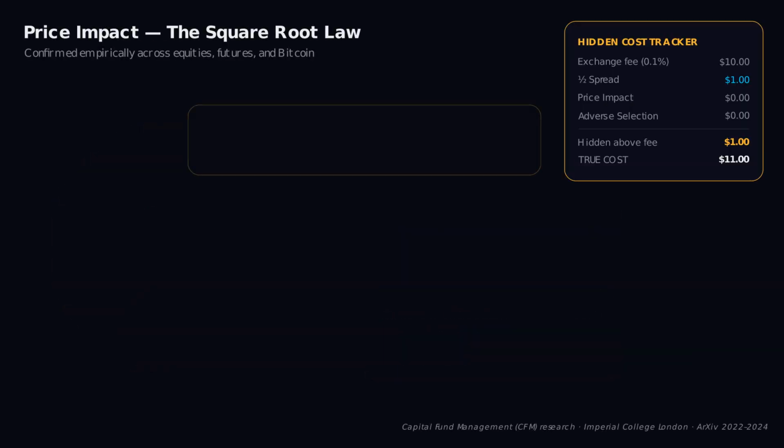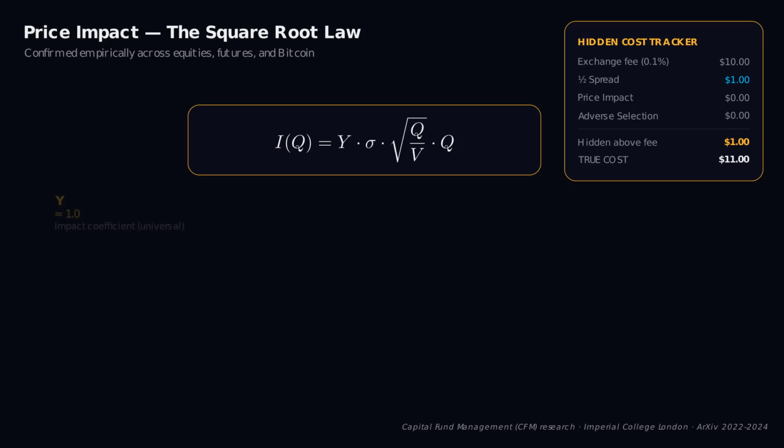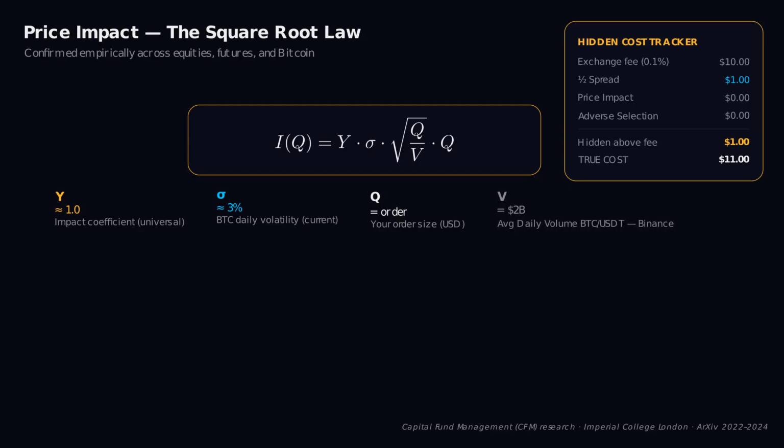This is the square root law of market impact, empirically confirmed across every major asset class, including Bitcoin, where Y is approximately 1, confirmed empirically. Sigma is Bitcoin's daily volatility, currently around 3%. Q is your order size. V is the average daily volume, $2 billion for BTC USDT on Binance.